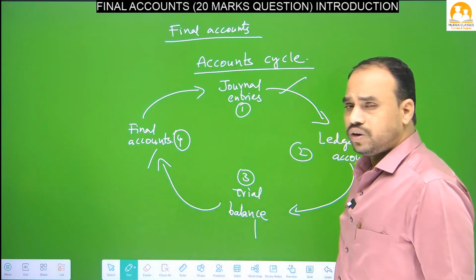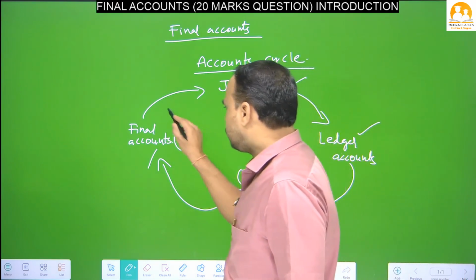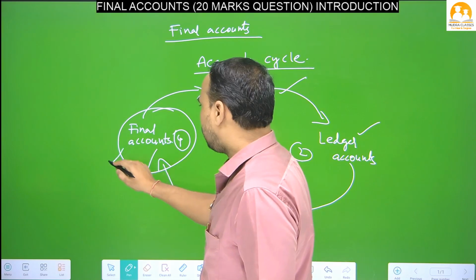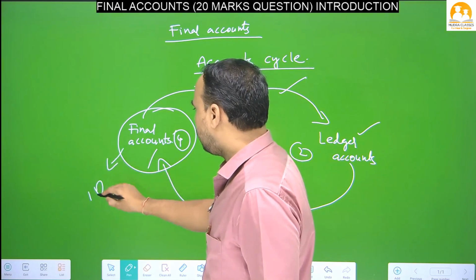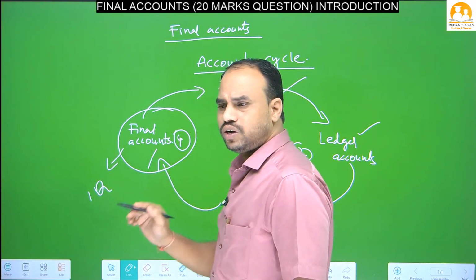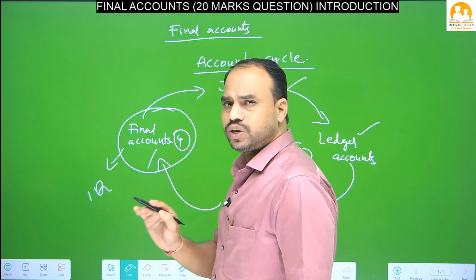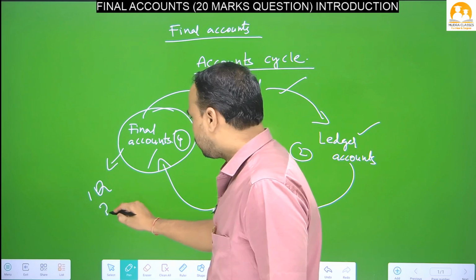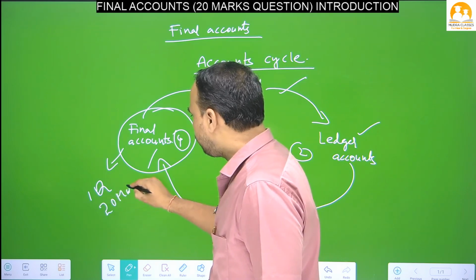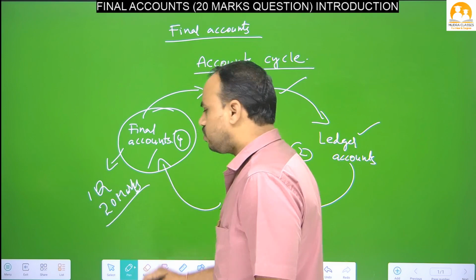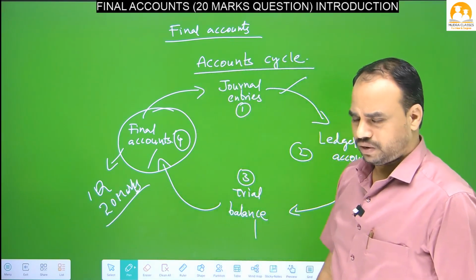In your intermediate exam, from these final accounts you will compulsorily get one question. No choice, you will get one question, and you have to do it for 20 marks. So it is a very important chapter.